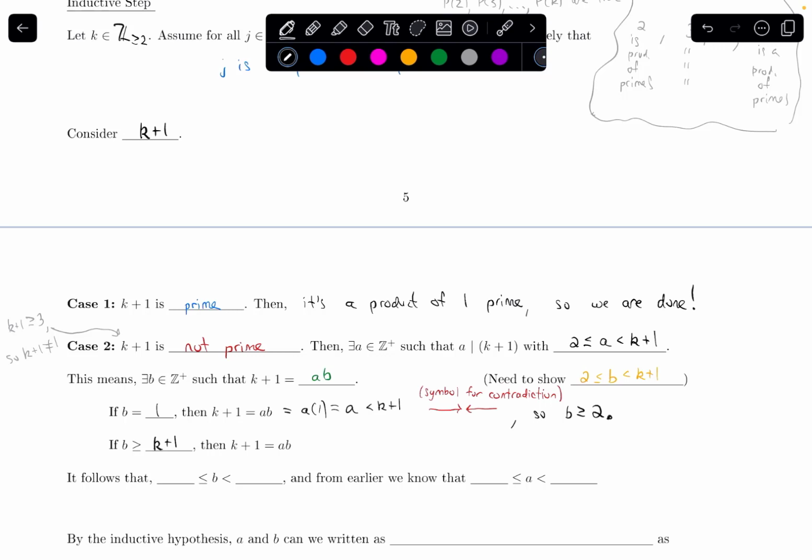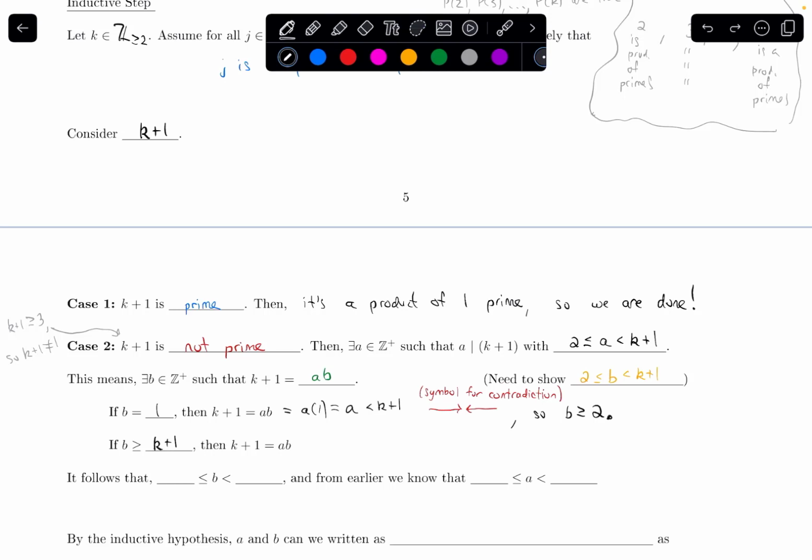Conceptually, I know that when I multiply the a and the b together, if b was k plus 1, that's already matching the k plus 1. And I already know that a is greater than or equal to 2, so I'd be multiplying something that's at least 2 with something that's at least k plus 1. And when I multiply those, that seems like it should definitely be bigger than k plus 1. And that's going to be my idea.